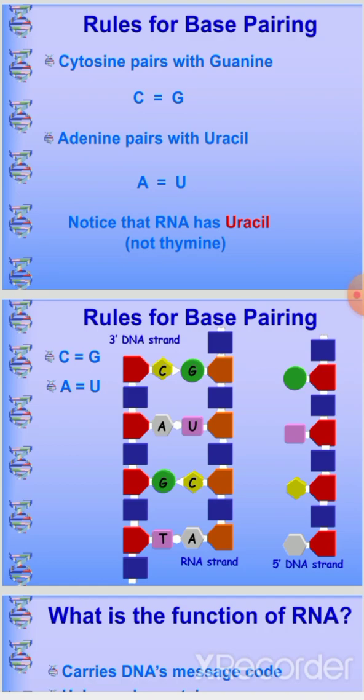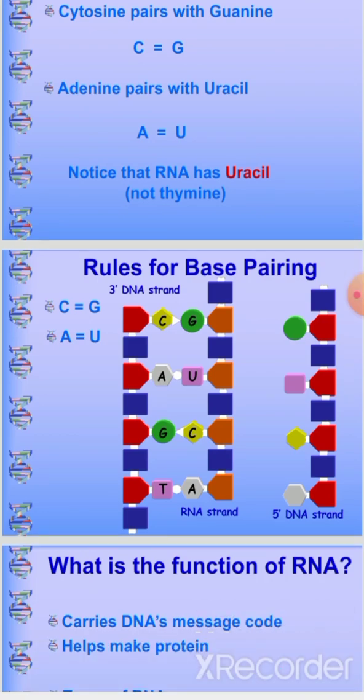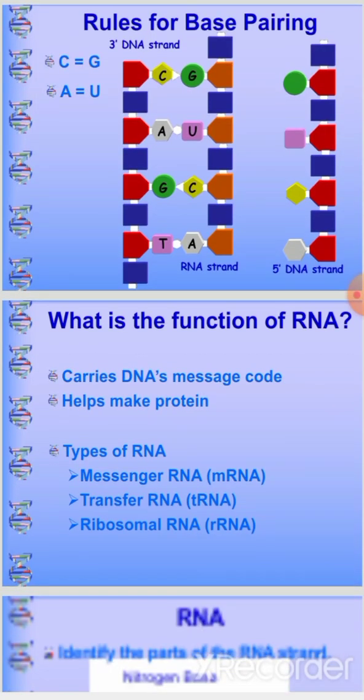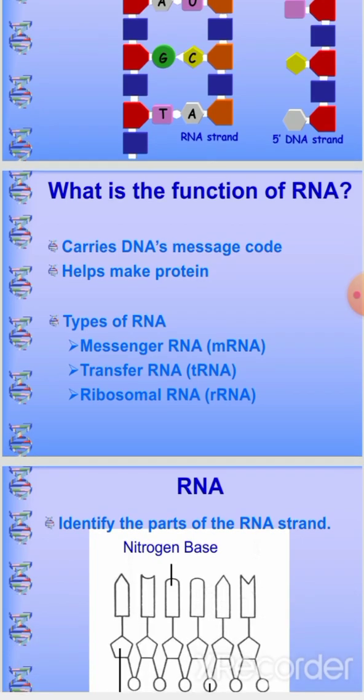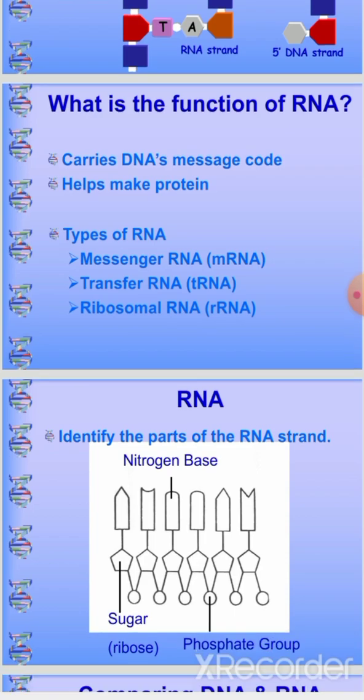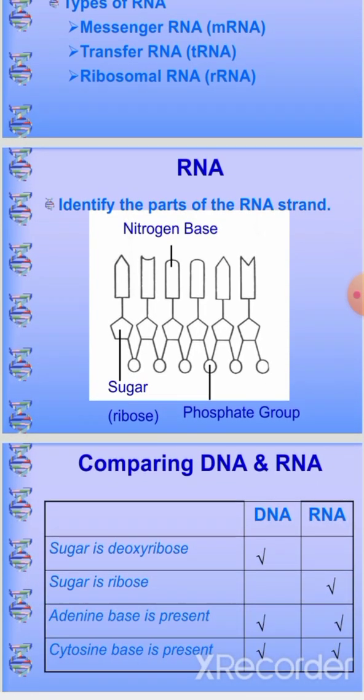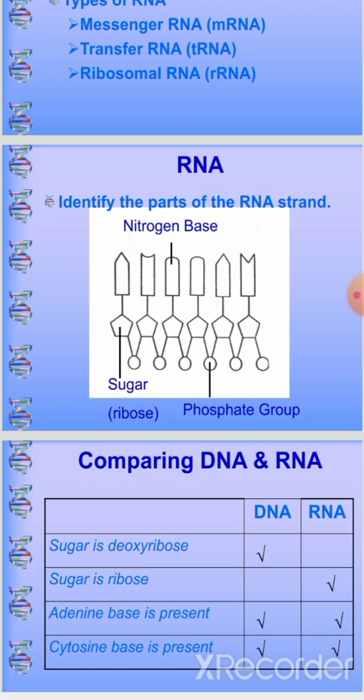Rules for base pairing: cytosine always pairs with guanine and adenine always pairs with uracil. What is the function of RNA? It carries the DNA message code and helps to make protein, and there are three types of RNA. One is messenger RNA, second is transfer RNA, and third is ribosomal RNA. Identify the parts of the RNA strand: nitrogen base, sugar, and phosphate group.